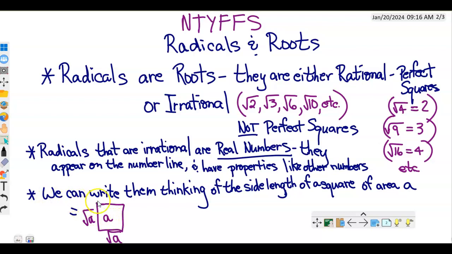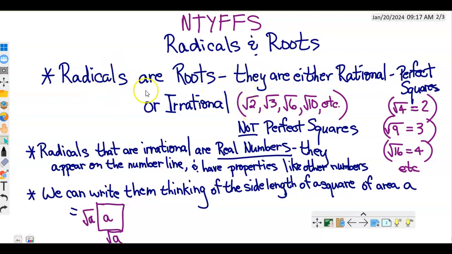And you saw that we can write a radical as the side length of a square of area A. Okay? So radicals are roots. They are a type of number that when you multiply them a certain number of times, you get the radicand, the number that's underneath the radical sign.